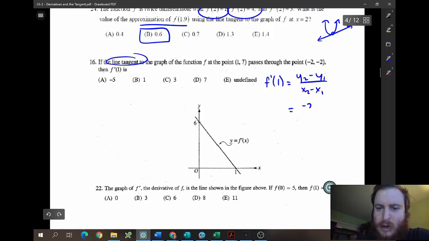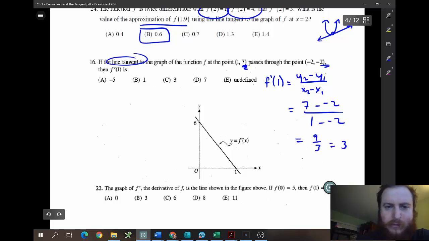So this is negative, actually I'm going to do the 7 first, that makes more sense. So I'm going to make that my y2. So 7 minus negative 2, the y's, over 1 minus negative 2, the x's. That gives us 9 over 3, which is 3.